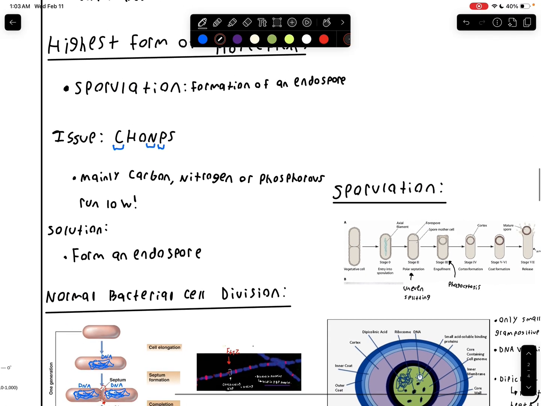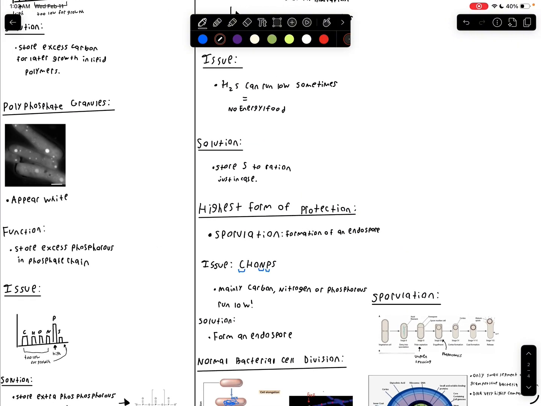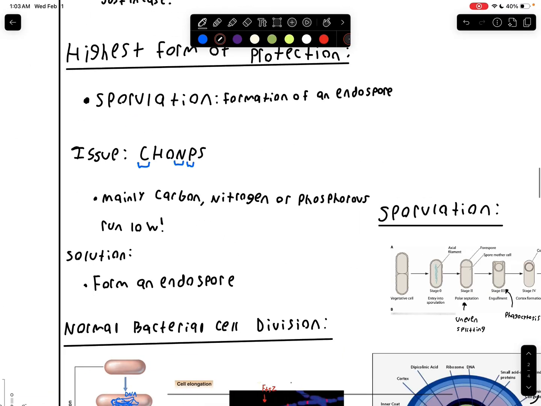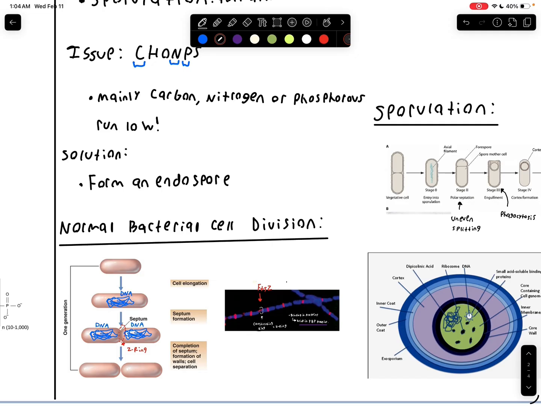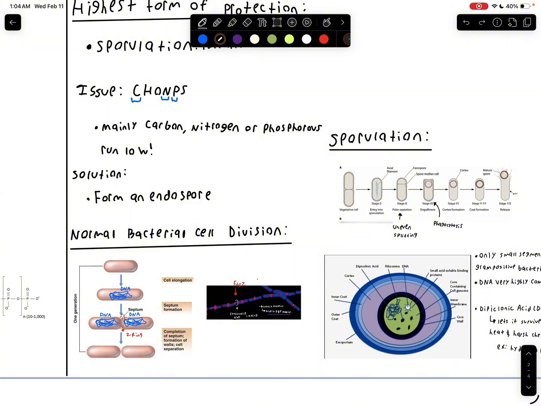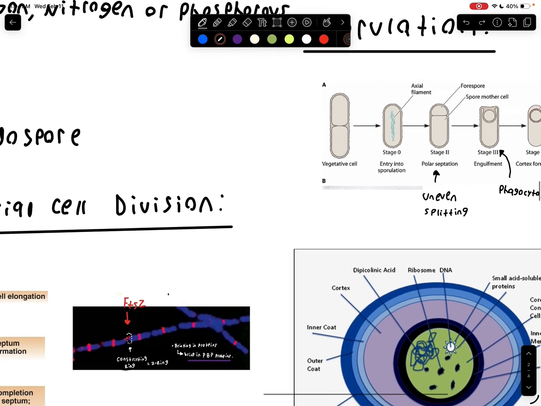So the issue is, before we had issues with growth, right? We were either missing some phosphate, there's not enough to grow, and so we're collecting all this stuff, right? Now, worst case scenario, your carbon, your nitrogen, and your phosphorus are low. You're, in a sense, screwed, right? So what happens in that case? The only thing you can do is form an endospore. Now, keep in mind, forming an endospore is not for everyone. Only a small segment of gram-positive bacteria can even form an endospore.